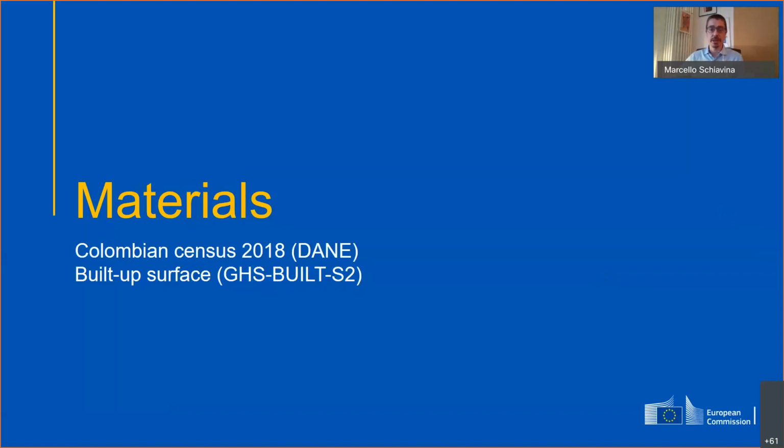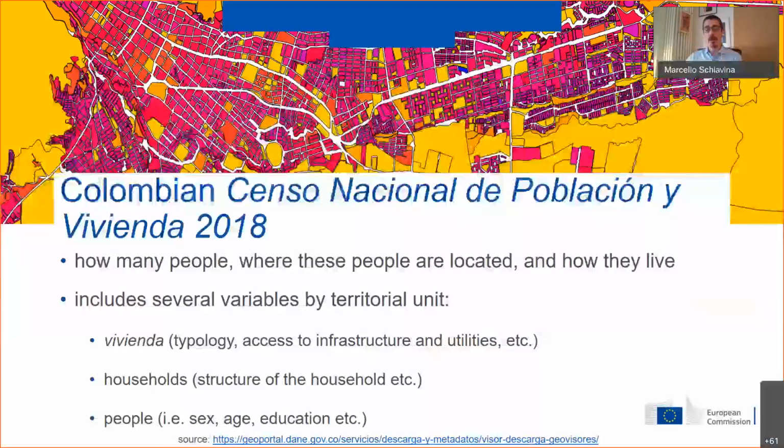Only 2 ingredients are needed: the 2018 population census, here as polygons with statistics, produced by the Departamento Administrativo Nacional de Estadística of Colombia. And as we saw, using census polygons, we need an auxiliary layer to disaggregate population data, the built-up layer GHS built S2, in this case produced by GHSL for the epoch 2018.